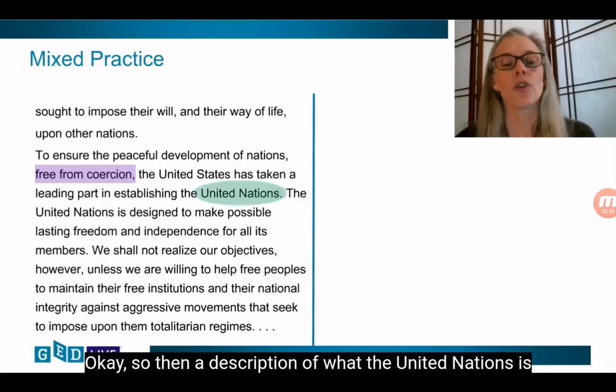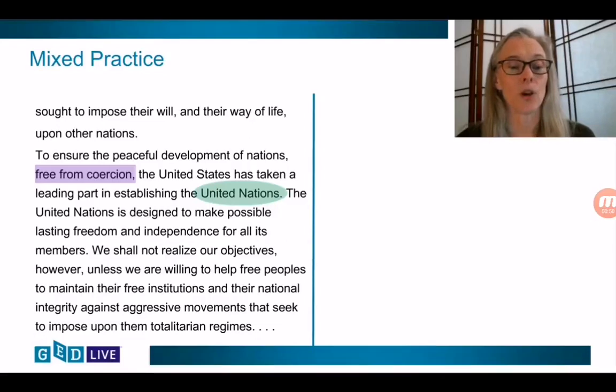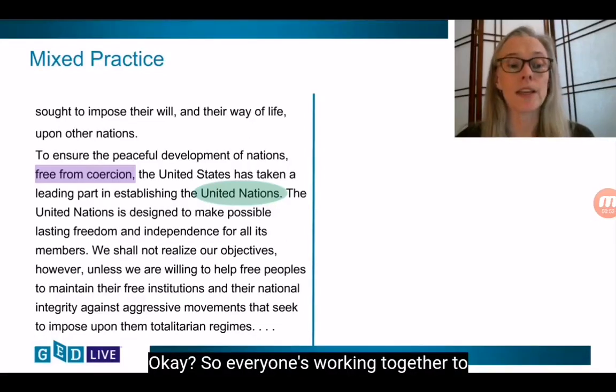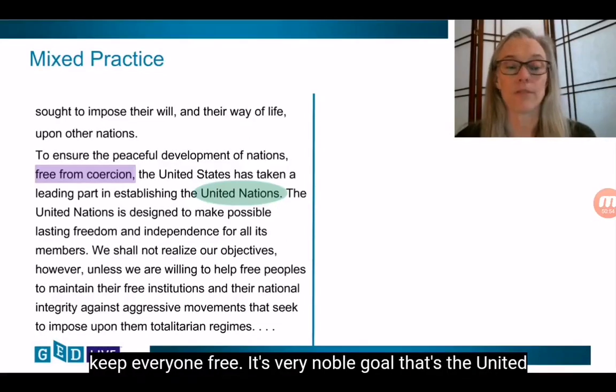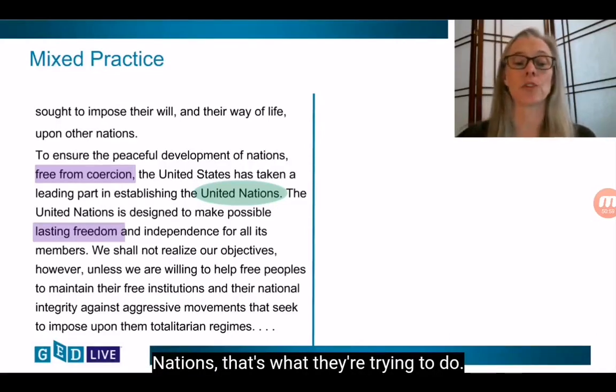Okay, so then a description of what the United Nations is, what its goal is, right? And that is, again, the idea of freedom. Okay, so everyone's working together to keep everyone free. It's a very noble goal. That's the United Nations. That's what they're trying to do.